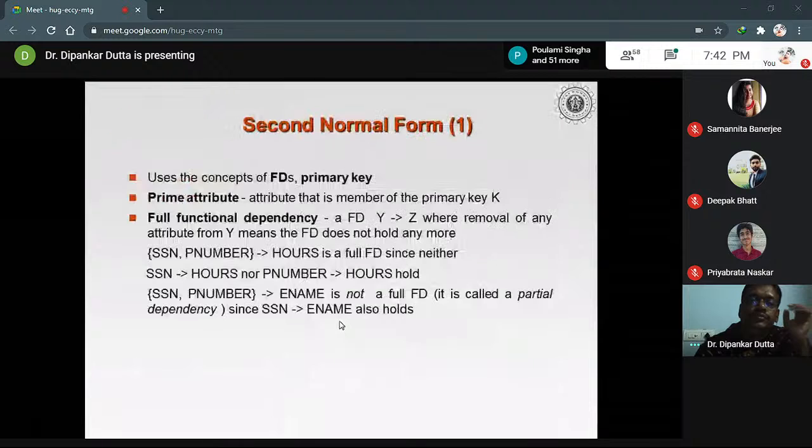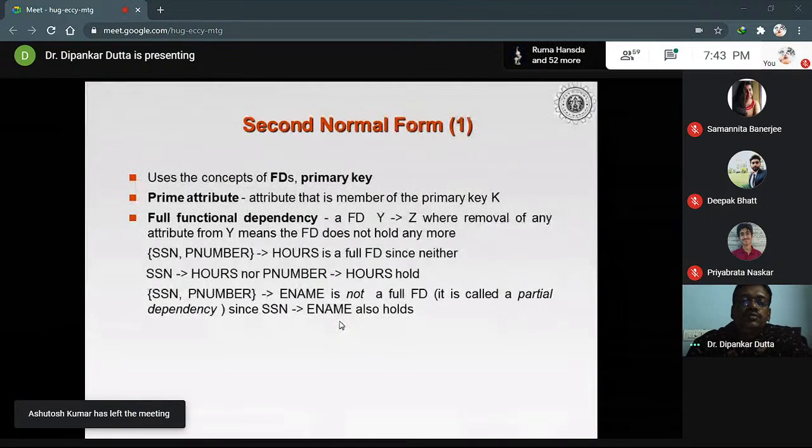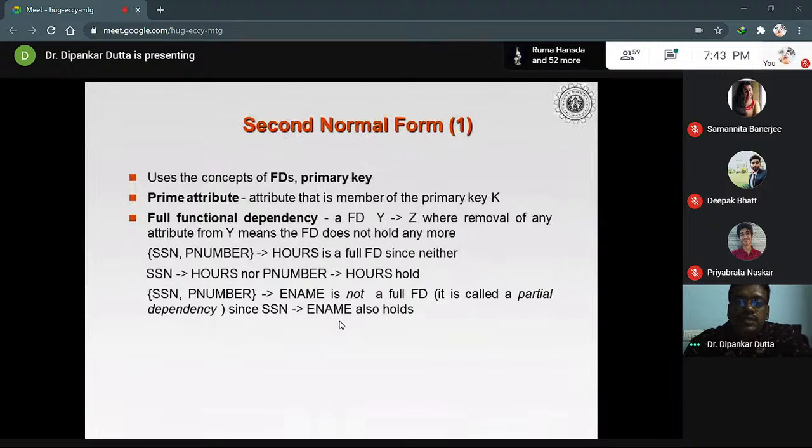Okay, so second normal form. In second normal form, we are using the concept of functional dependencies and primary key. I have told earlier what a primary key is. A prime attribute is a member of the primary key. Now, fully functional dependency. What is the meaning of that?